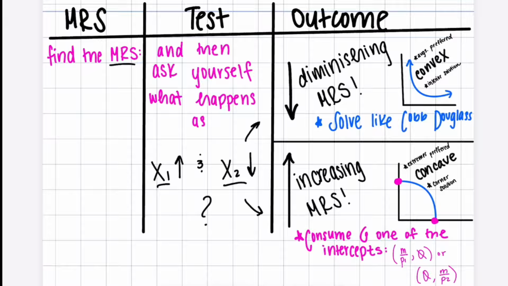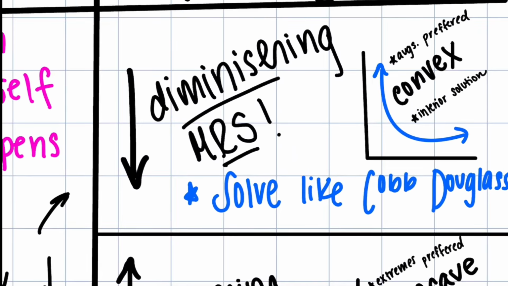That's the test. Depending on the outcome, we're either going to notice it's a diminishing MRS, which means the MRS is getting smaller. And as we know, this means that we have a convex shape. That's a Cobb-Douglas. Averages are preferred to extremes, and we want an interior solution, meaning that we want something along this curve. We're not going to be at the intercept. We want at least one of each good because we prefer balanced consumption.